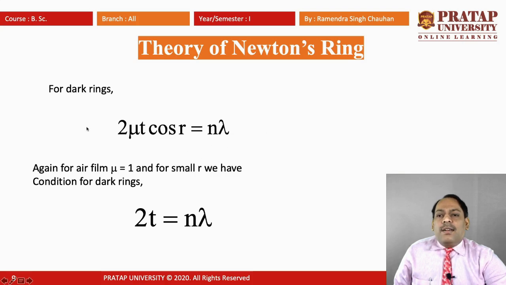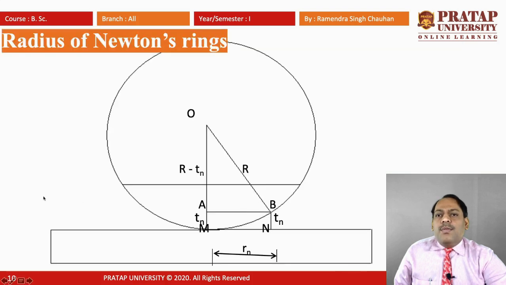So applying that condition of Stokes law, we will get 2 mu t cos r is equal to n lambda, and ultimately applying mu equal to 1 and cos r is equal to 1, 2t is equal to n lambda. This will be the condition for dark rings, or the minima condition for Newton's rings. Now we will find out the radius of Newton's rings.